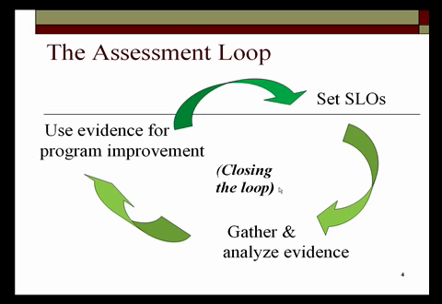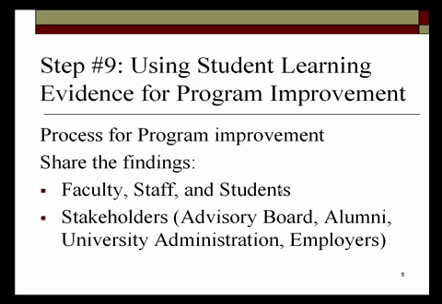We began with setting the student learning outcomes, or SLOs. Then we gathered and analyzed evidence of student learning. And finally, we use evidence of student learning for program improvement, as shown in this diagram. So, closing the loop means taking the evidence of student learning and making program adjustments to improve student success. Exactly. There's little use in doing program-level assessment of student learning unless the evidence is used for improvement.